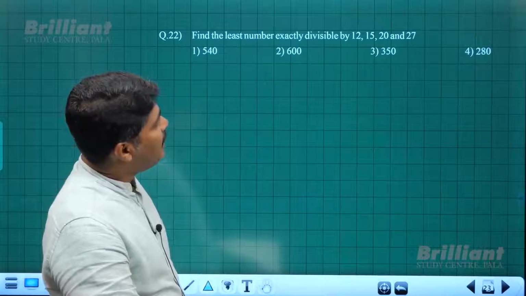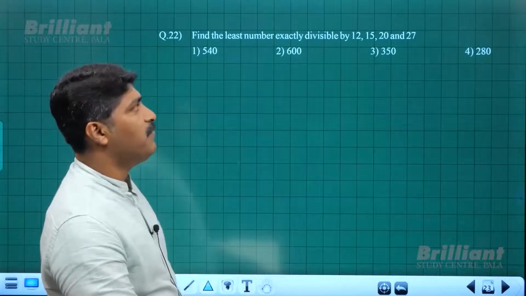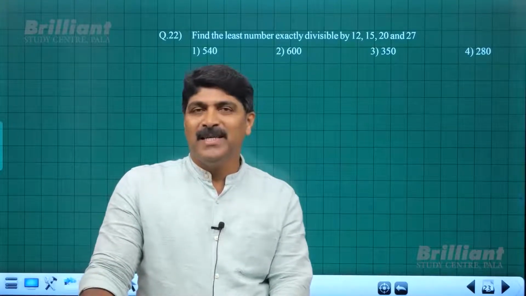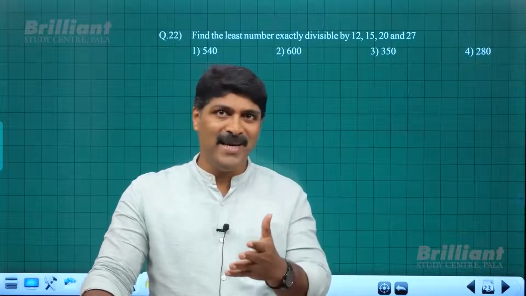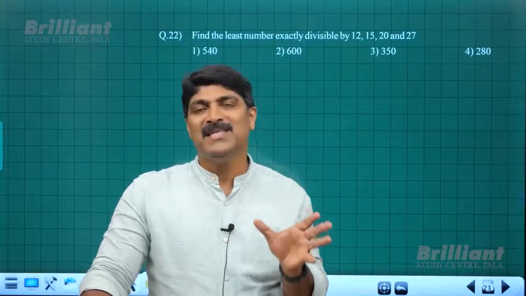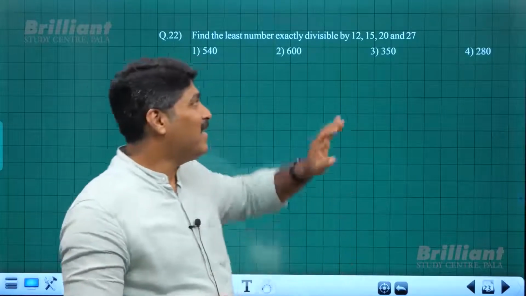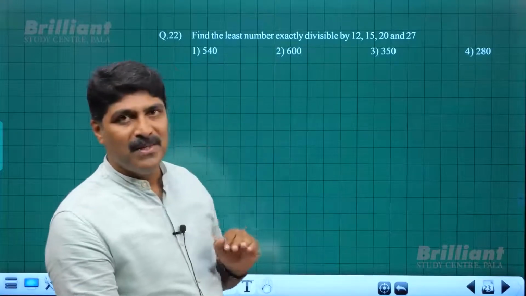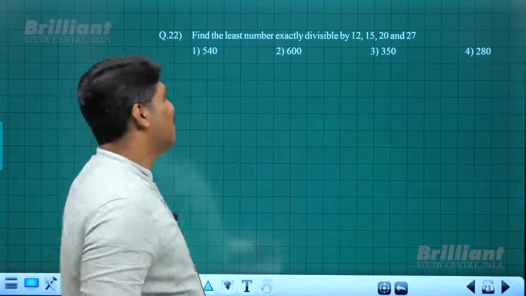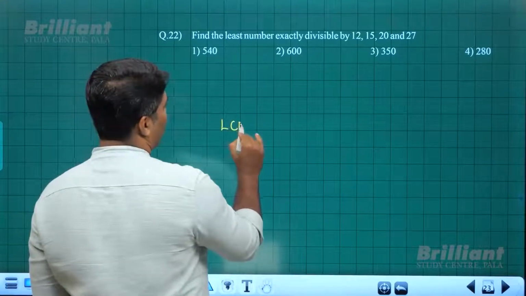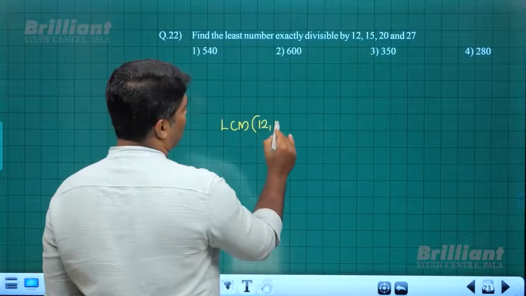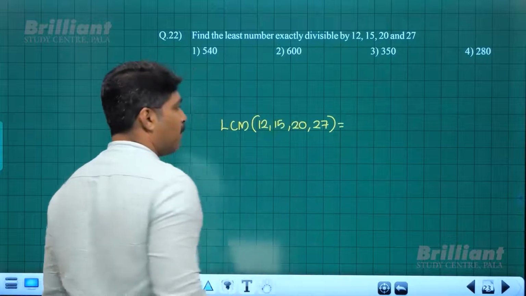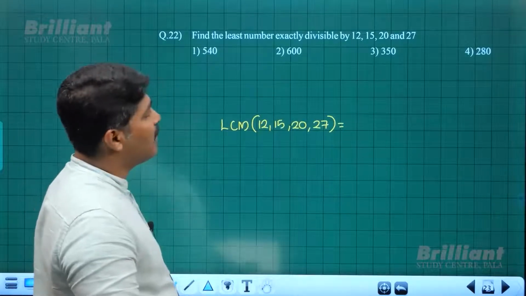Find the least number exactly divisible by 12, 15, 20 and 27. So how to find out the least such number? We already discussed a similar type of question, I think the first question, related to how to find such a least number. When we have such a question, the least number that is exactly divisible by these numbers is nothing but the LCM of all these numbers. So you just simply find out the LCM of 12, 15, 20, 27. How to find out the LCM of these numbers?